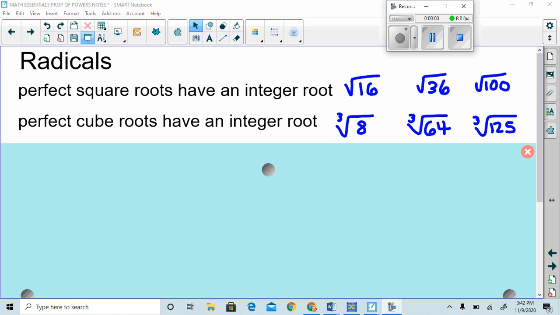Today I want to share a little recap of our radical unit. So far we've talked about perfect squares, simplifying, adding, subtracting, multiplying. We were just getting into rationalizing. So let's just take a look.